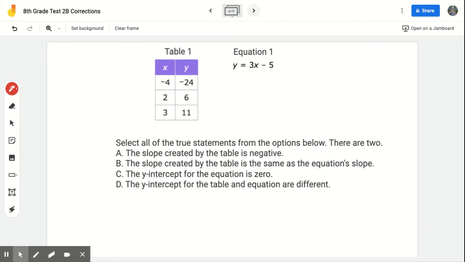All right. Very similar question. What I want you to do on this question is to select all the true statements. There are 2, so you need to pick 2 of these that are correct. Okay, I give you a table and an equation just like from before, and you need to compare the y-intercepts and slopes.